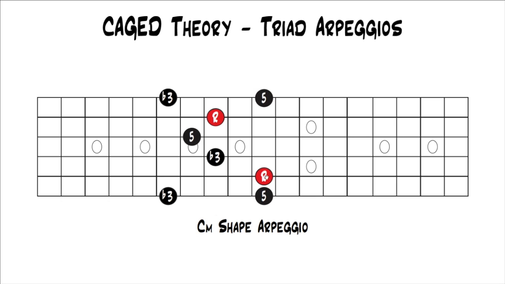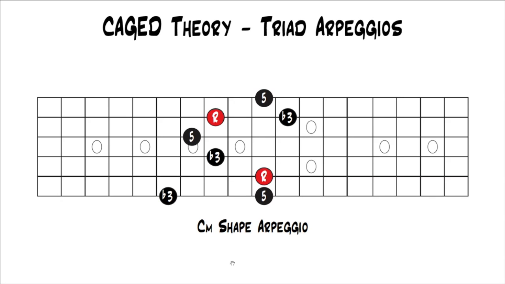So now you could go root, flat 3/5, root, flat 3/5 on the way up, and then back down 5, flat 3, root, 5, flat 3, root, 5, flat 3, and then back up to root. Or another way you could play this is to move this flat 3 to its unison note right here. And again, you just have a C minor shape arpeggio.